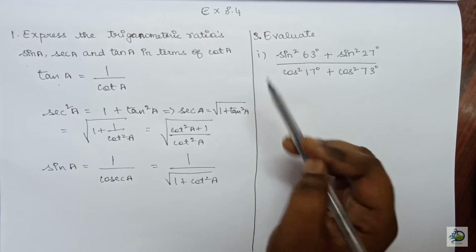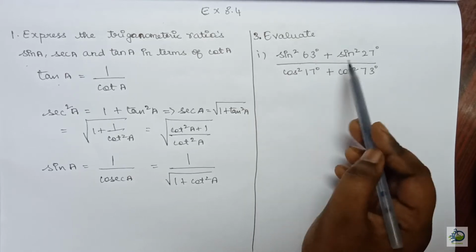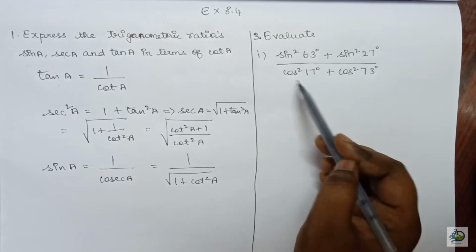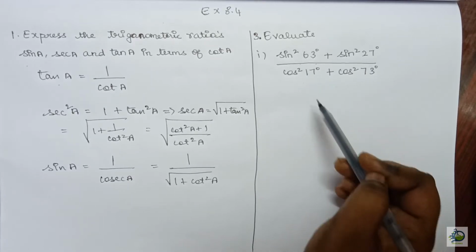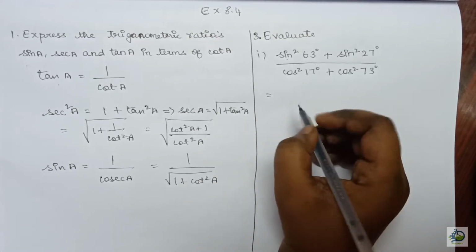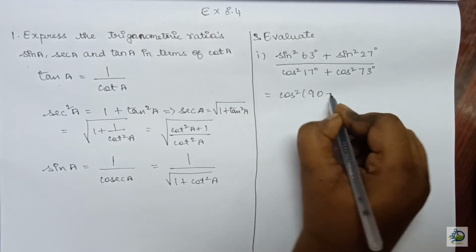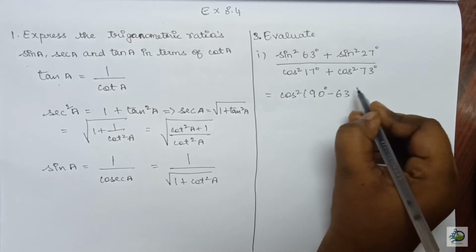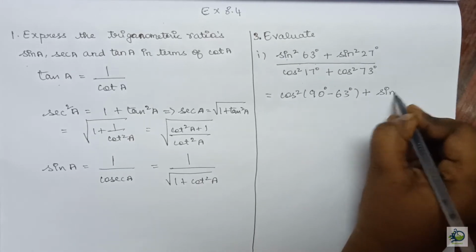Now, let's move on to the third question. Here we have to evaluate sin square 63 degree plus sin square 27 degree divided by cos square 17 degree plus cos square 73 degree. Okay, here we are going to change certain things. Sin square 63 can be written as cos square of 90 degree minus 63 degree, plus, and here I write this as it is.